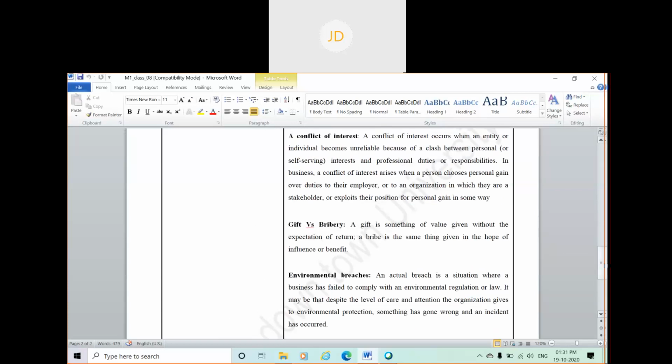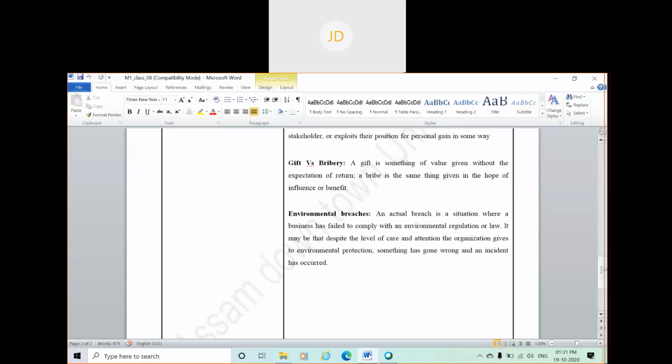Next, at the last, environmental breaches. Now, what is meant by environmental breaches? A breach is a gap, or a barrier, or a violation of law. So environmental breaches mean violation of environmental law, or not considering environmental safety. It is called environmental breaches.